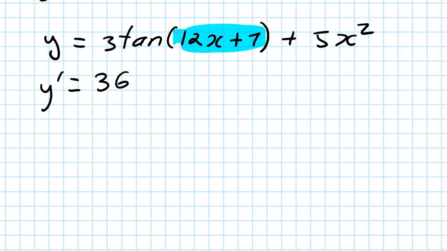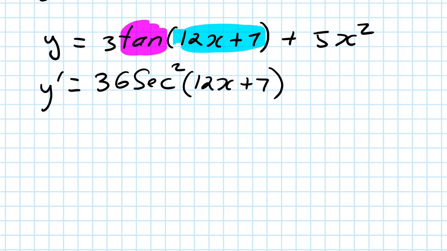Then trig. Differentiate tan now, it gives me sec squared. So sec squared of whatever that angle is. I just copied that out. Simple as that. Done with this term. Now the derivative of 5x squared. The derivative of 5x squared gives me 10x.